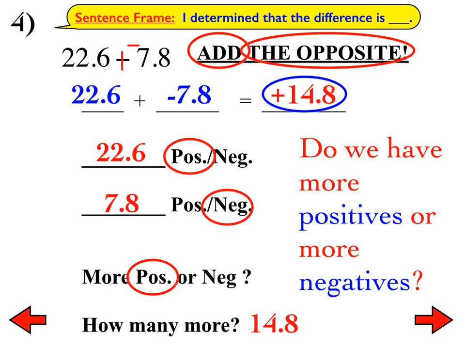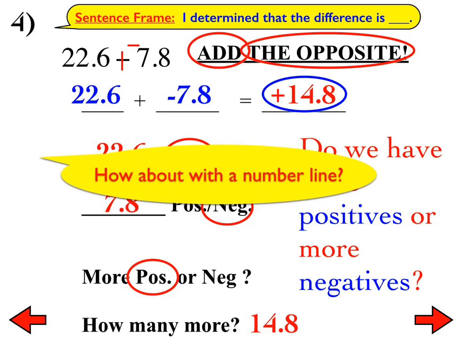All right? Everybody do number 5 and number 6, and then we will compare with our shoulder partner.